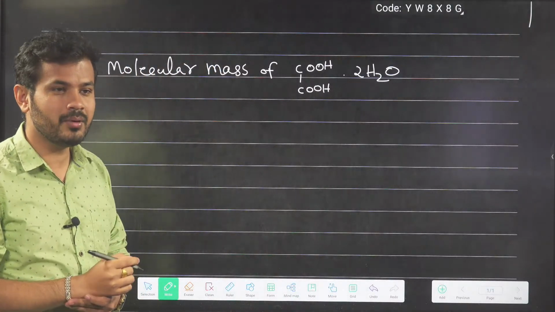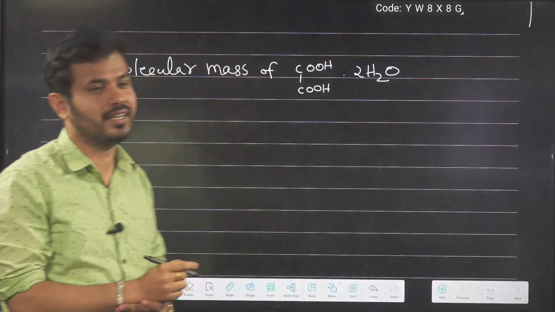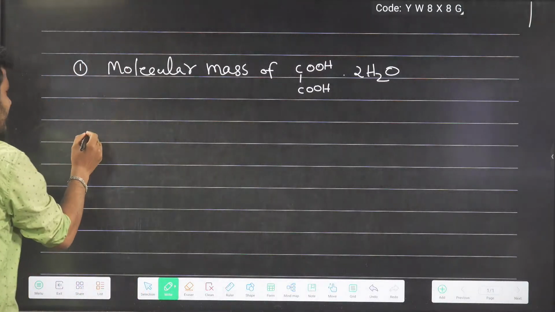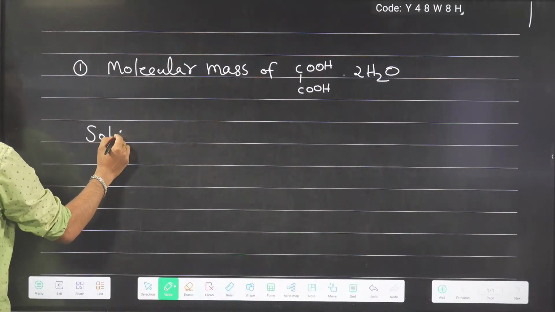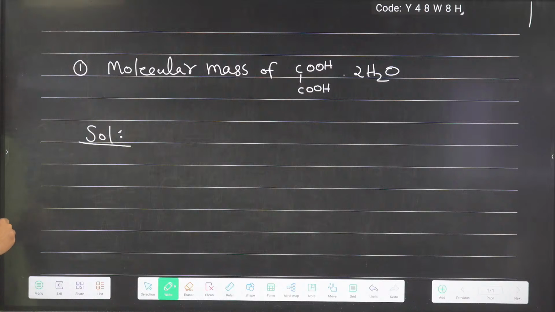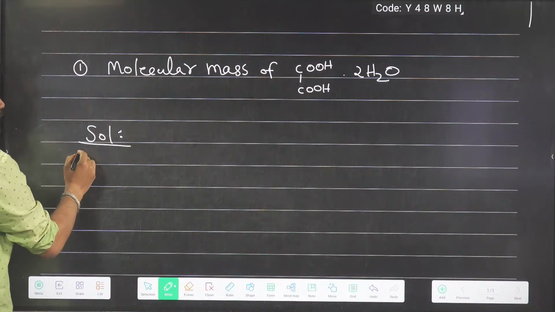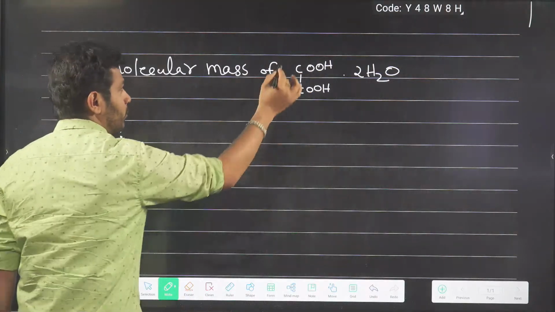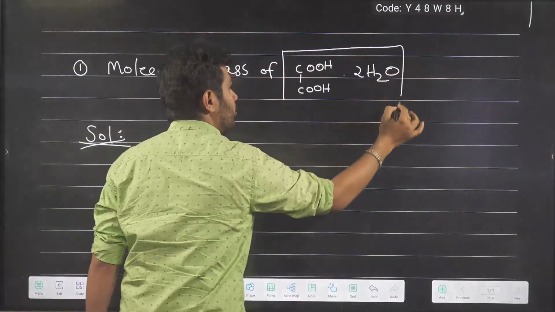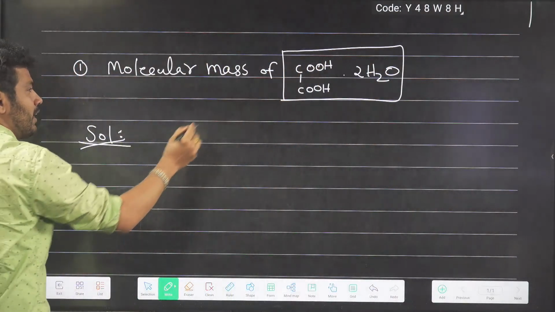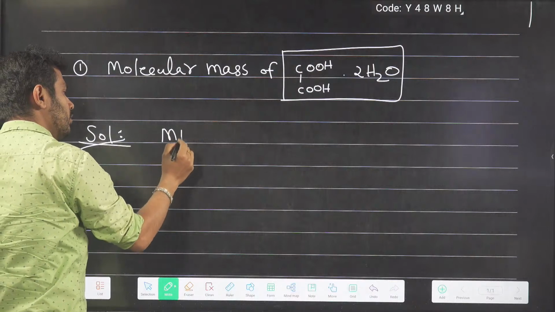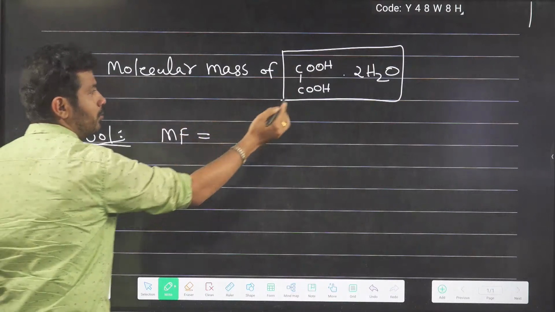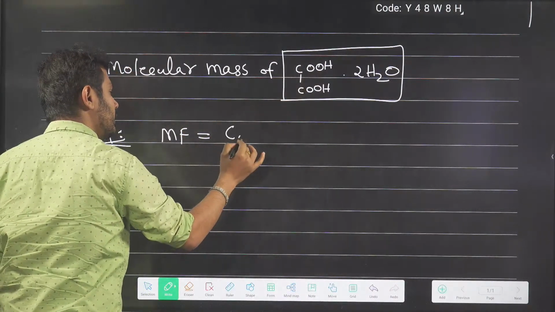Anyone? Yes, Mahimat, 126 AMU. Very good. It is correct. Super. So let us find the answer to this question. Those who could not solve, let me tell you what is going to be the answer for this. For this particular molecular formula, how many carbon atoms are there? 2 carbon atoms. So C2.